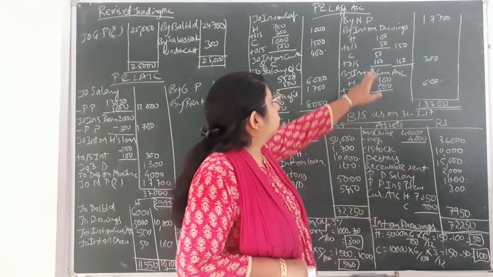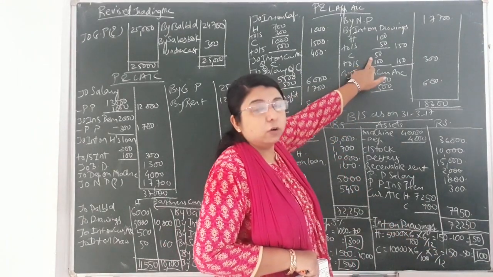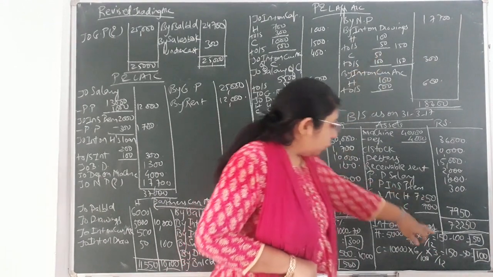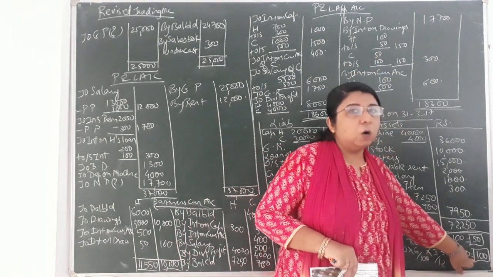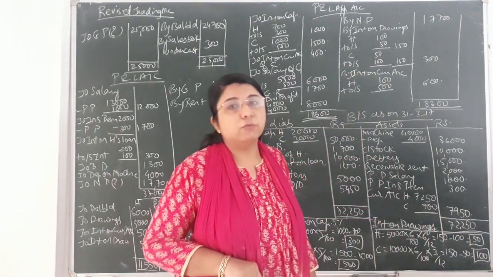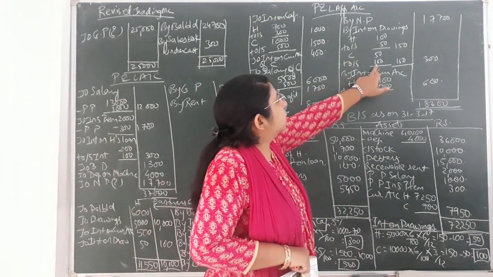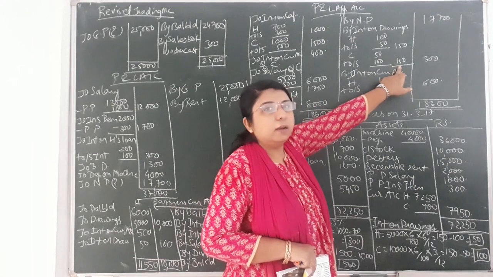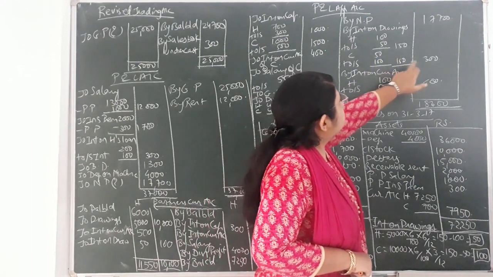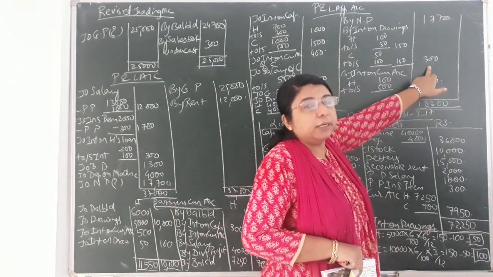Out of that, 50 rupees interest has already been paid on Chaya's drawings. So 150 minus 50, so remaining outstanding balance of interest on drawings, that would be 100. So here you can see plus outstanding for Chaya, that is 100. So 50 plus 100, that is again 150. So 150 plus 150, total that I have written 300 in outer column.